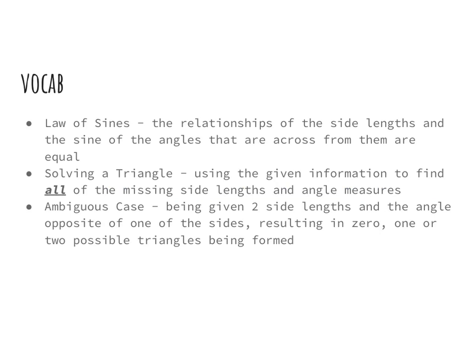We've got the law of sines, that's the relationships of the side lengths and the sine of the angles that are across from them are all equal. Solving a triangle means to use the given information to find all of the missing side lengths and angle measures. So you'll be given 3 pieces of information, you'll be asked to find the other 3. In an ambiguous case, being given 2 side lengths and an angle opposite of one of the sides could result in 0, 1, or 2 possible triangles being formed.